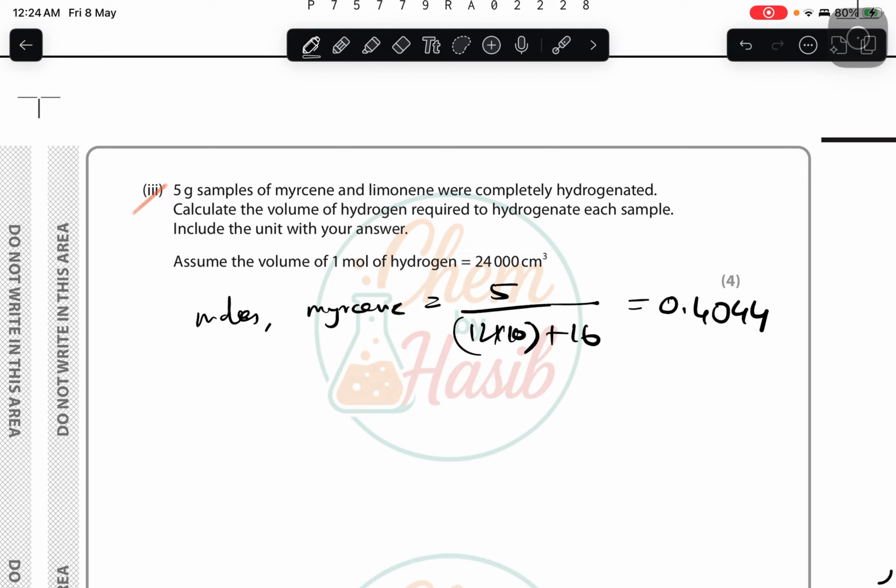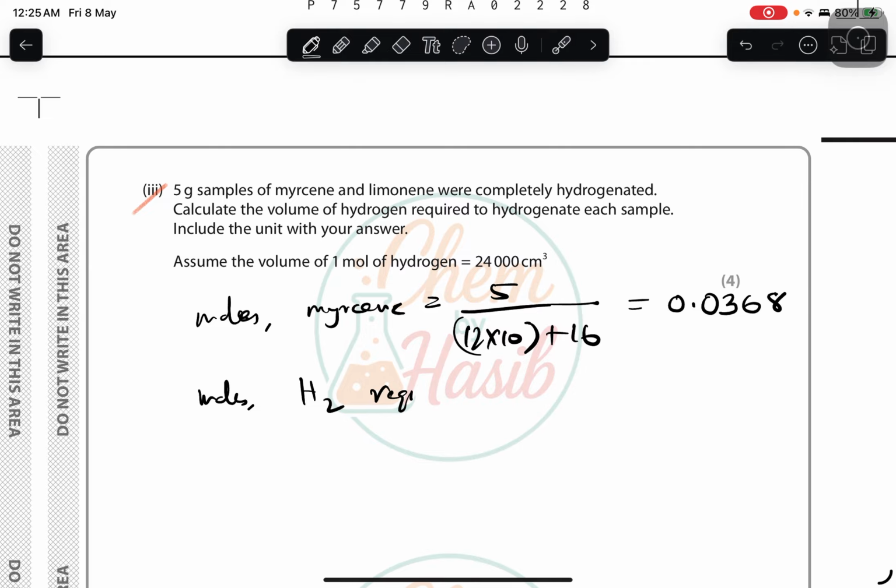I think I made a mistake here in the calculator. That's not 0.4044. This would be 5 divided by 136. Sorry, I wrote 55. This would be 0.0368. This would be the moles of myrcene. From the moles of myrcene, we find the number of moles of hydrogen gas required. Moles of H2 required for complete hydrogenation.